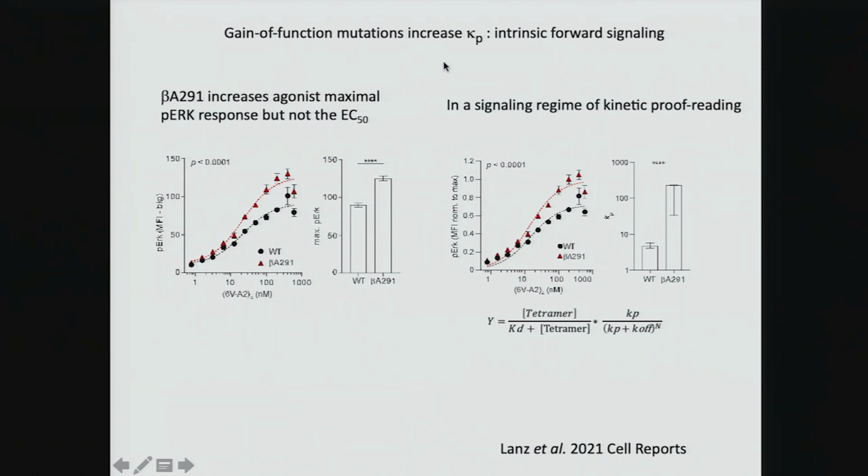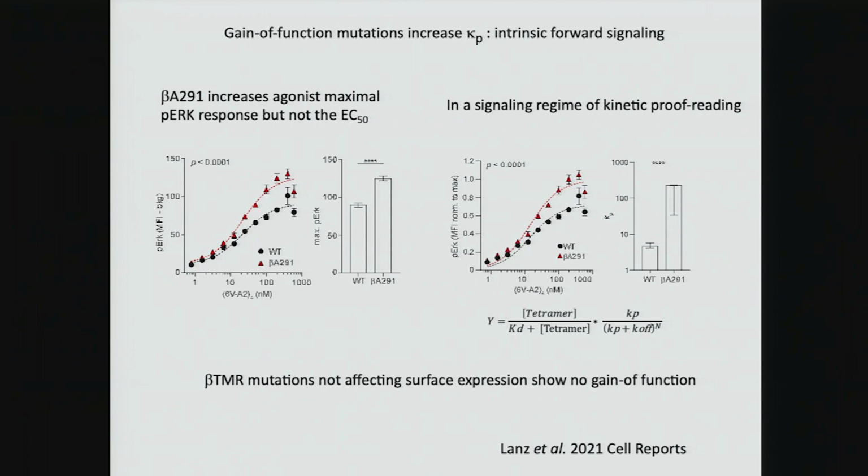And you can see that in fact there is an increase in Kp. The Kp is an intrinsic kinetic parameter that tells you that the signaling is more efficient, is faster, okay? Because it probably happens in better conditions. So we found that other mutations that did not affect surface expression didn't show any gain of function. This is a gain of function mutation, okay? And also we found other mutations.